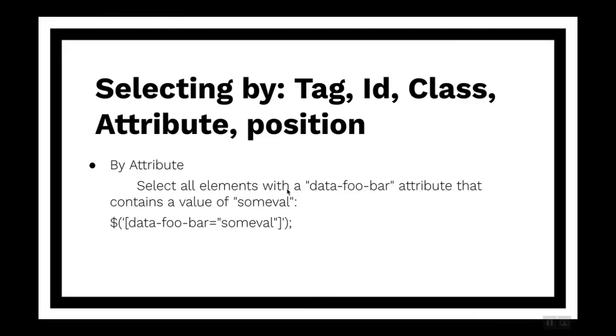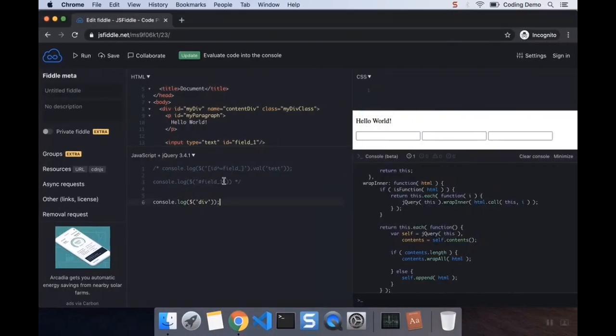Now attribute. We use this to select all elements with certain attributes that contain some value that we are looking for. So for example, let's say I wanted to get the element with the attribute of name and content div. What I would do is log this out. So instead of here, let me remove this and say name equals content div. Right, so perfect.